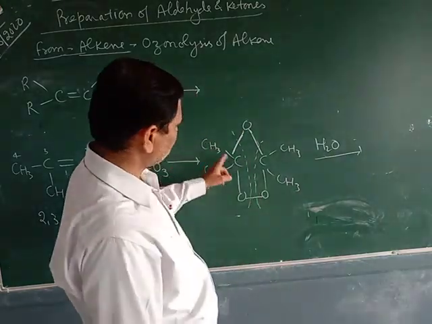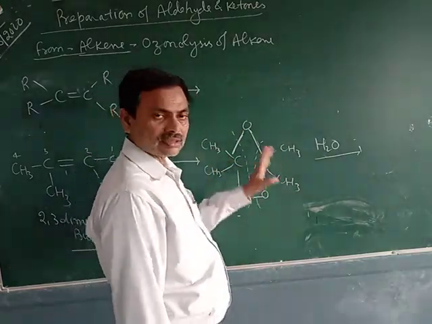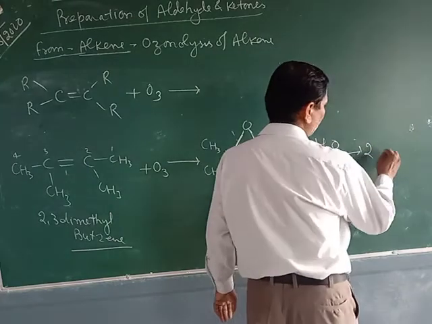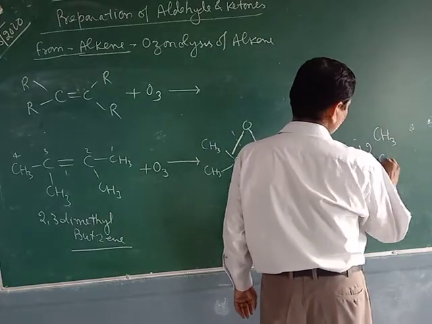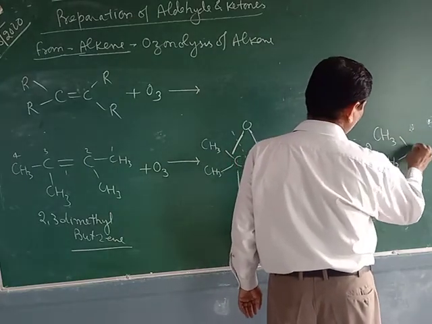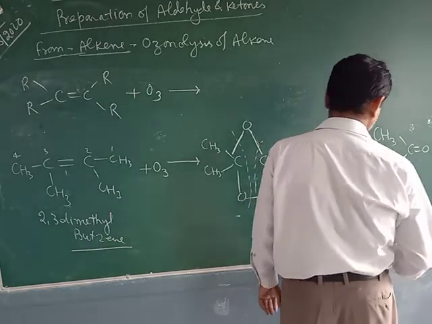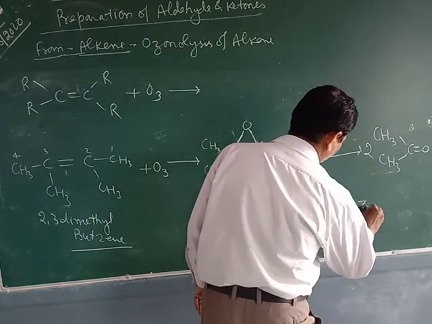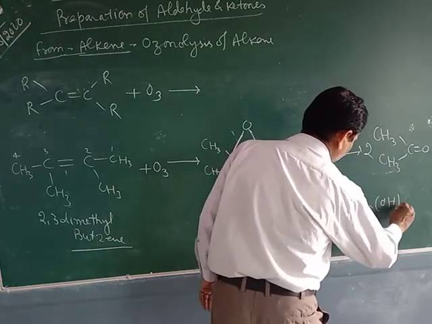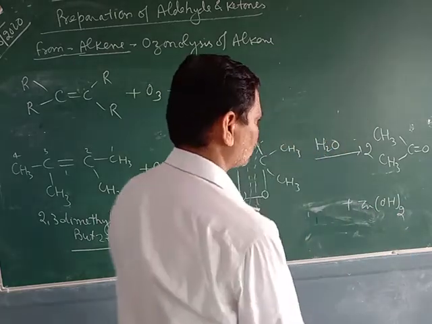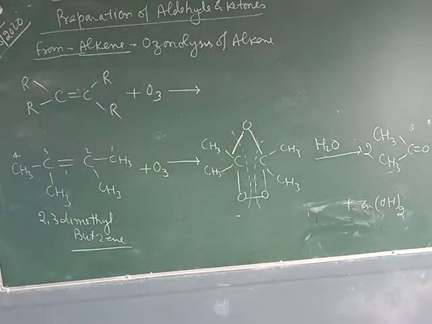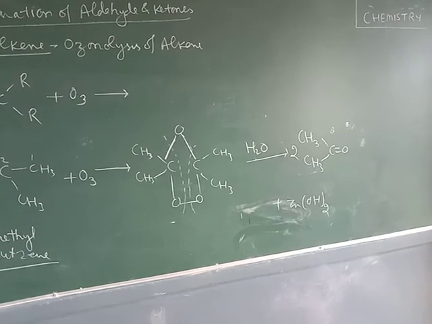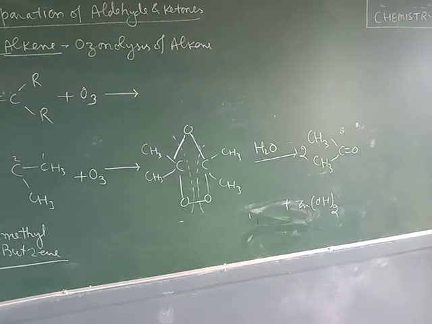What will form? (CH3)2CO and (CH3)2CO. Two molecules of acetone, and the side product will be zinc hydroxide. In this way, two molecules of acetone are obtained.